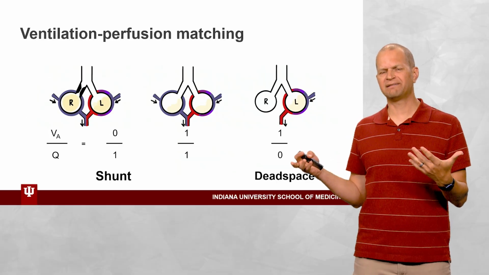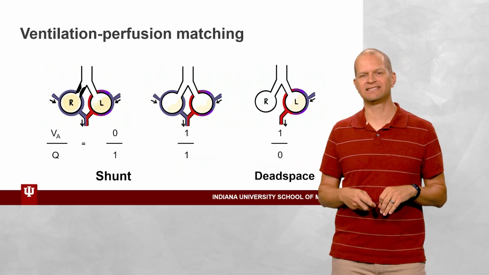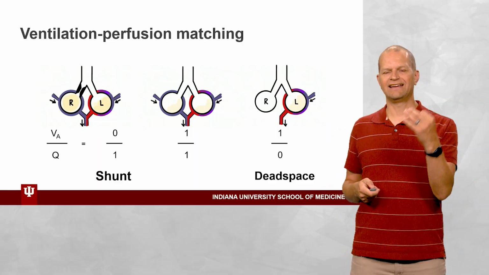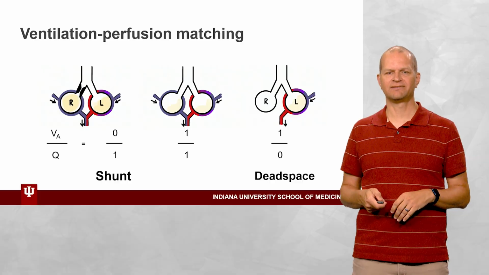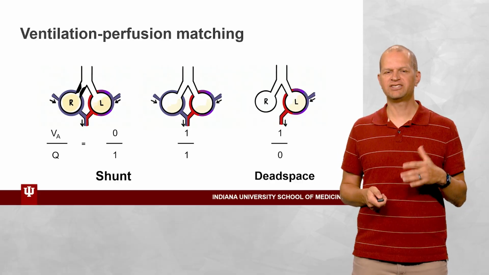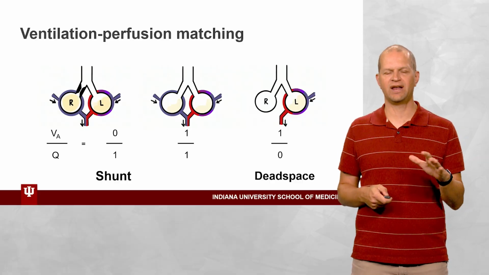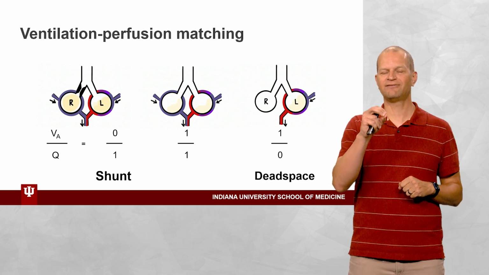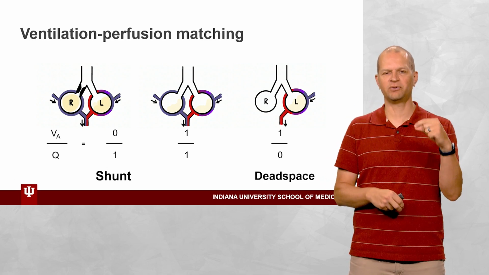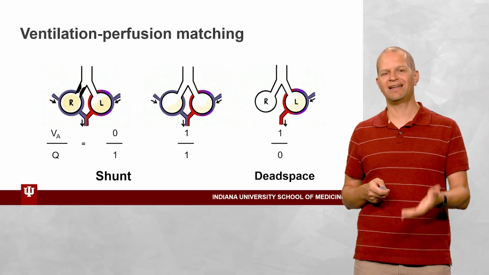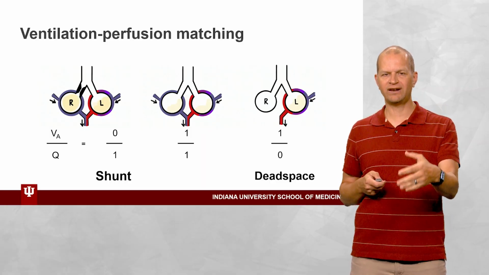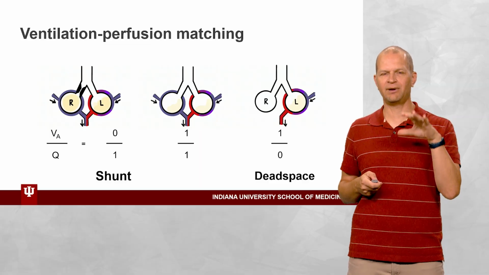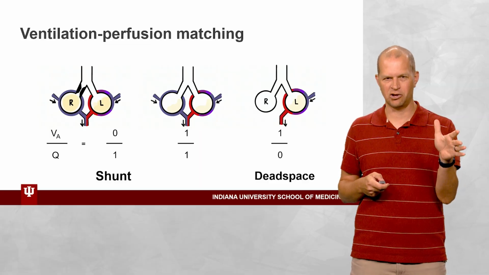And so ultimately, here are the three conditions that we can have, at least as we keep it very simple. We can have shunt, we can have matched, and we can have dead space. With each of these, we're just looking at ratios. We're not worried about exact amounts. So think about it in a binary way. Do I have ventilation or not? Do I have perfusion or not? So with shunt, I have no ventilation, but I have perfusion. So my ratio would be 0 divided by 1, which is 0, or very, very low.